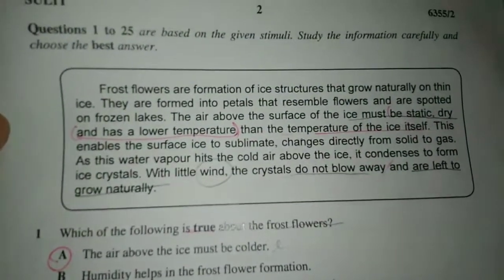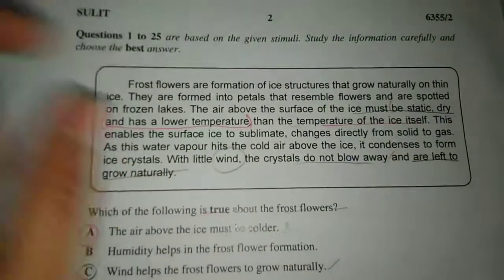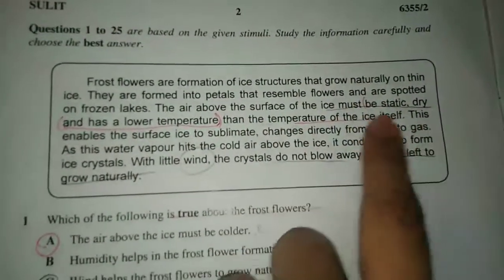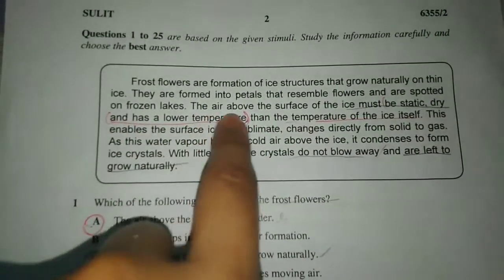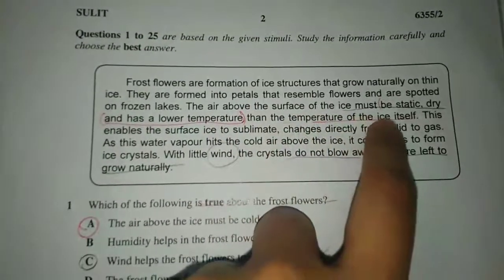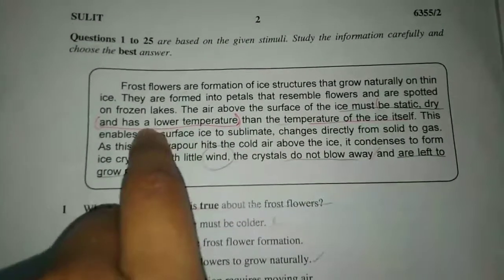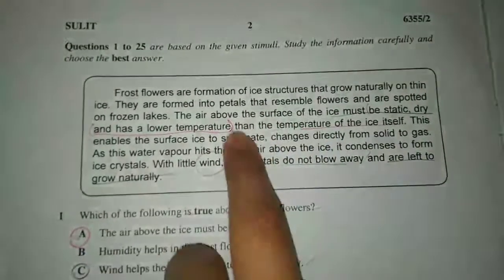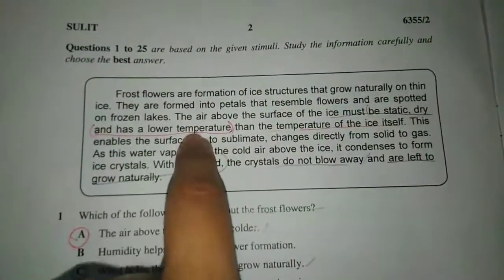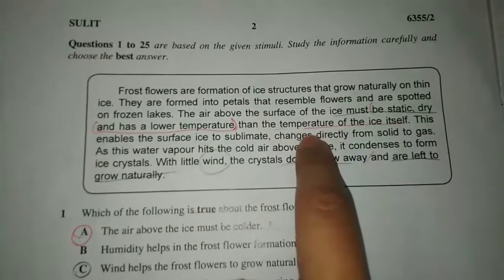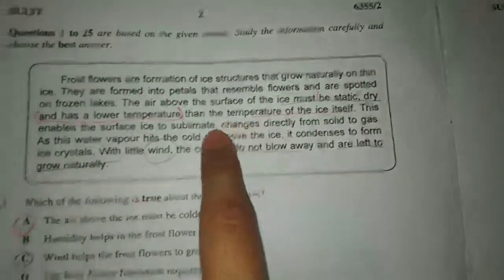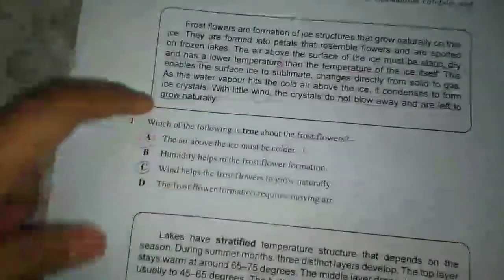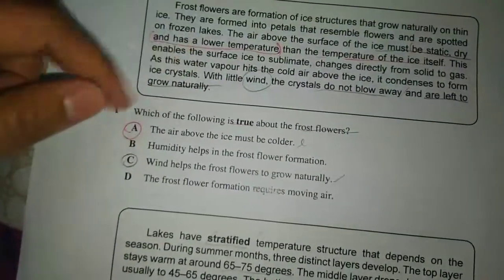They are formed to petal resemble flower and spotted frozen. The air above the surface of the ice must be static, dry, and has a lower temperature than the temperature of the ice itself. That means a lower temperature here is for the air above the surface of the ice, adalah lebih kurang daripada suhu ais tu sendiri. Means it is colder than the ice. So this might be true. You just need to tick first.